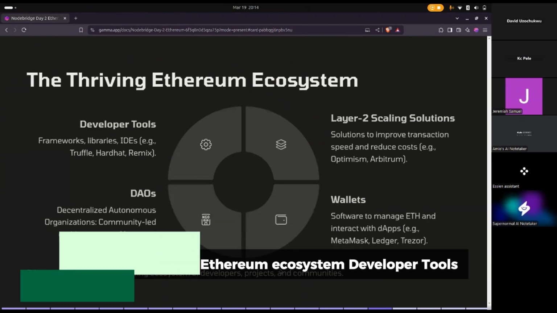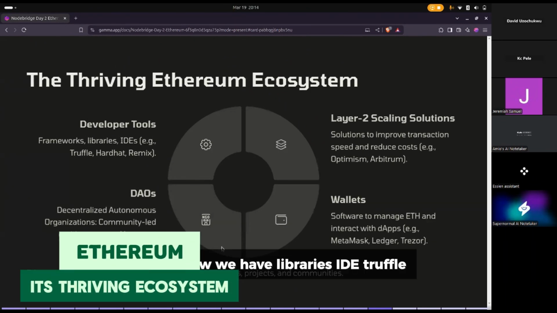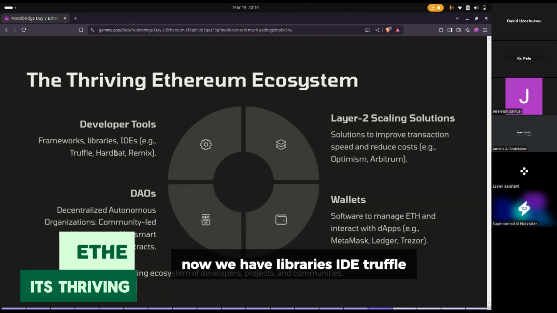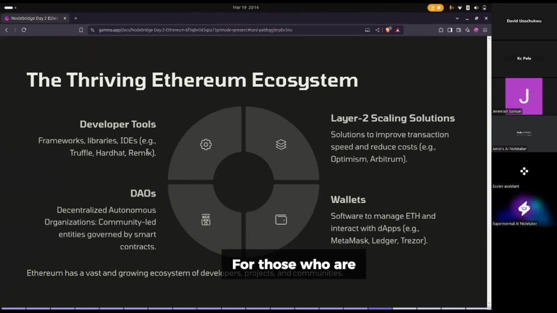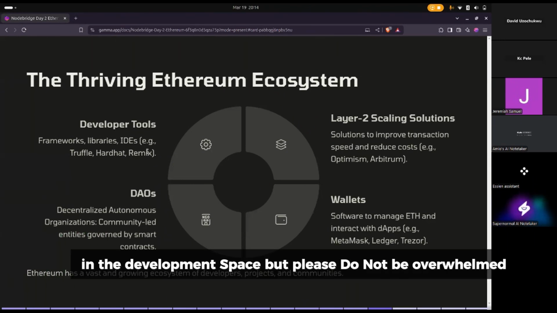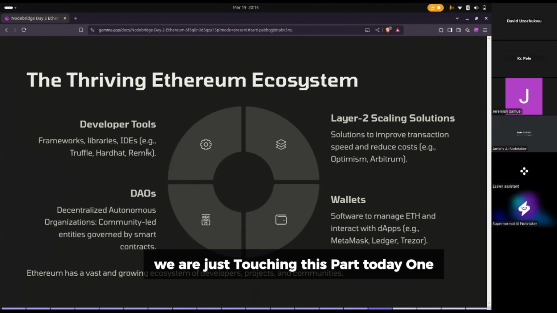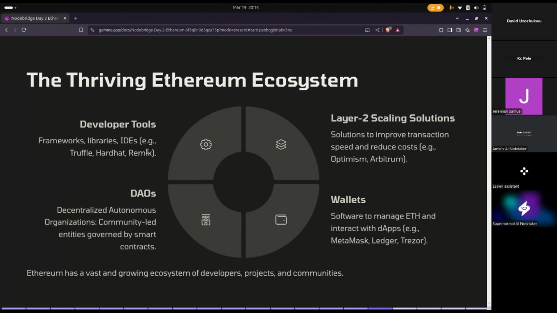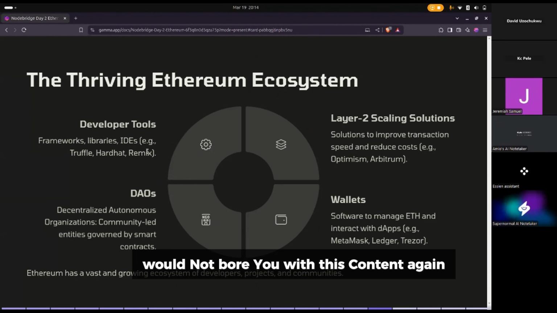Thriving Ethereum ecosystem. Developer tools now. We have libraries, IDE, Truffle, Remix for those who are in the development space. But please do not be overwhelmed. We are just touching this part today once for all. Would not bore you with this content again.